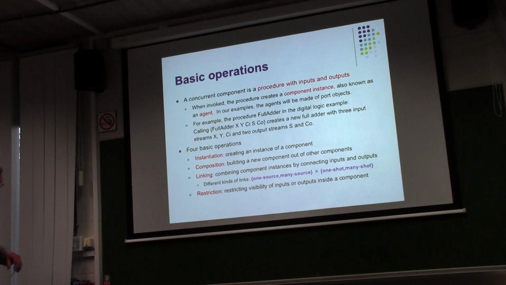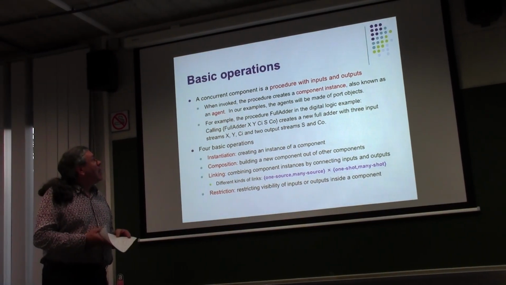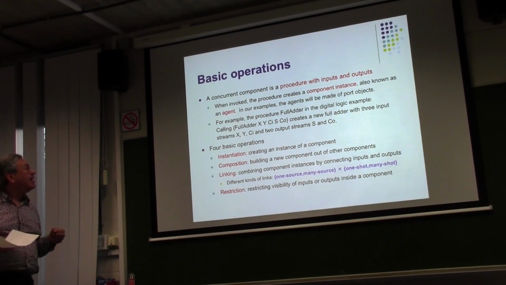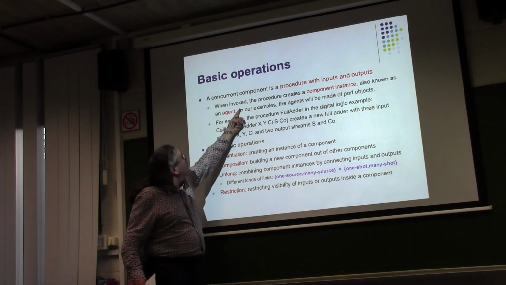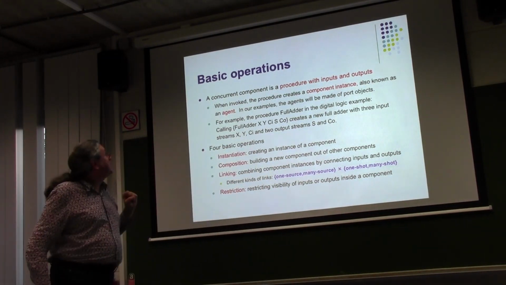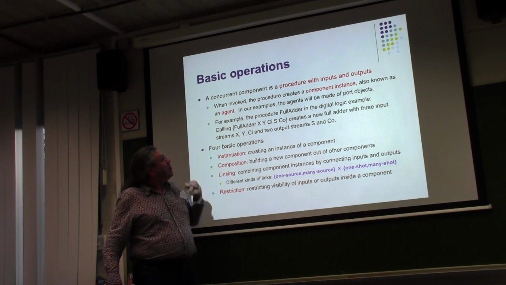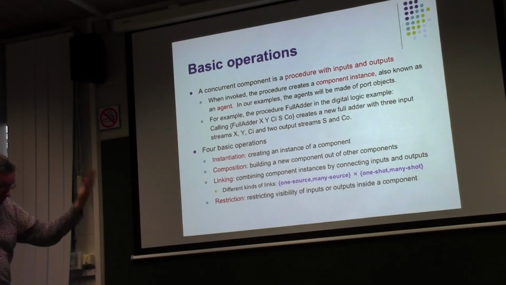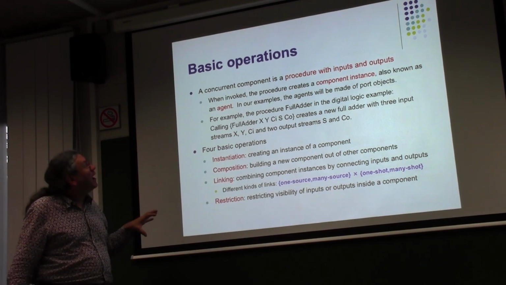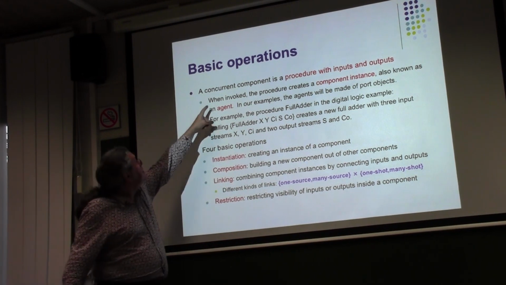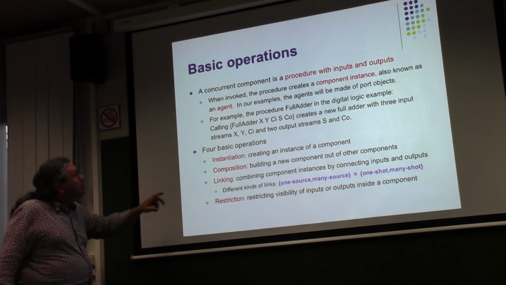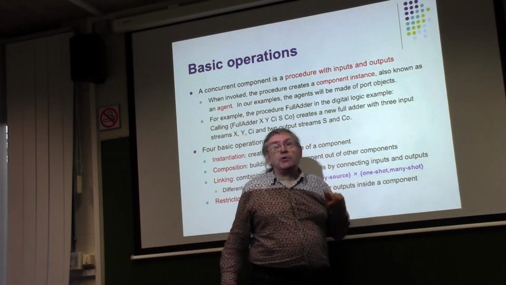So a concurrent component is basically the thing that specifies an agent. So it's kind of like a class, okay? Because when you run the concurrent component, when you invoke it, it creates an instance. And that instance is the agent, okay? And so it's possible to have many agents that actually have the same code inside, because they're instances of the same concurrent component. Okay? In our examples, we'll use port objects.